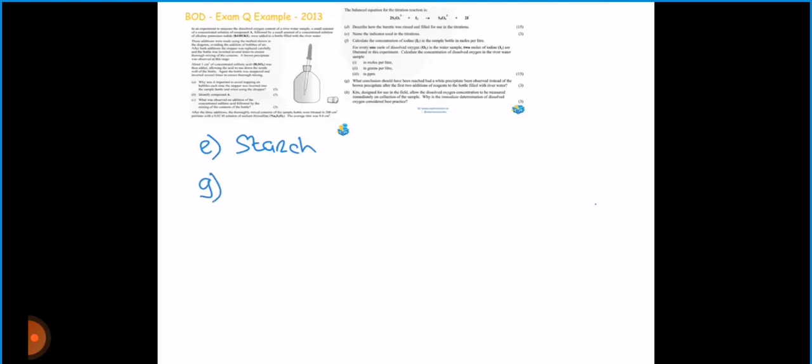It says, what conclusion should have been reached had a white precipitate been observed instead of a brown precipitate after the addition of the reagents to the bottles of river water? And that basically means that there would be no dissolved oxygen present in the bottle, and this may be an issue specifically for the second bottle that you leave for 5 days, as all of the dissolved oxygen may disappear.